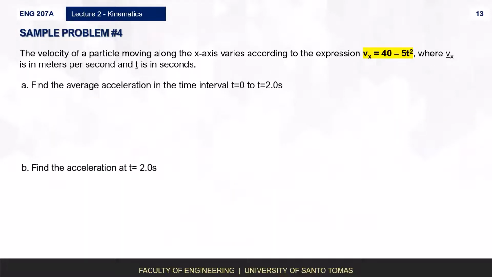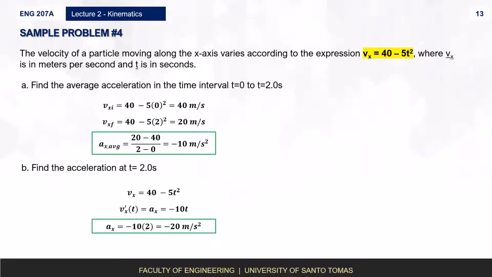Let's try solving this problem. We are being asked for the average and instantaneous acceleration given the expression below. For A, we simply substitute the given time interval 0 and 2 seconds to the given expression, and substituting them will yield us negative 10 meters per second squared. To find the instantaneous acceleration in B, we simply get the derivative of the expression just like so, then substitute the specific point in time t, which will yield you negative 20 meters per second squared.